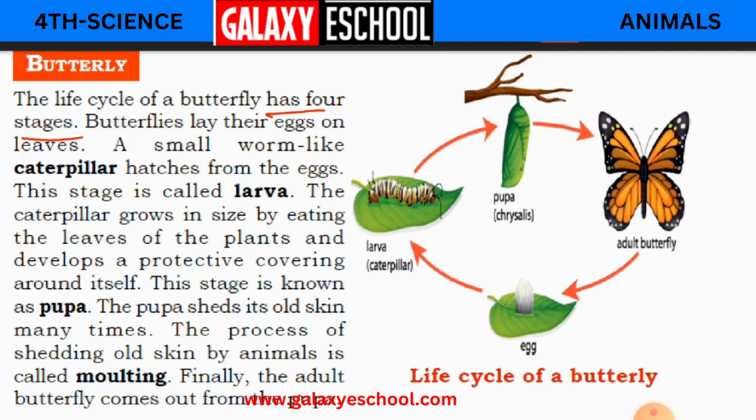Now, a small worm like caterpillar hatches from the eggs. This stage is called larva. See children, as butterflies live on the plants, they lay their eggs on the leaves. See here, there is an egg on the leaf. So this is the first stage.